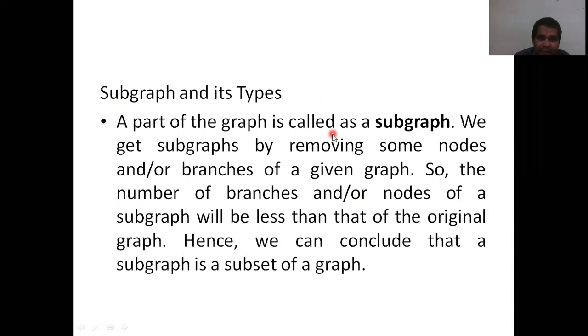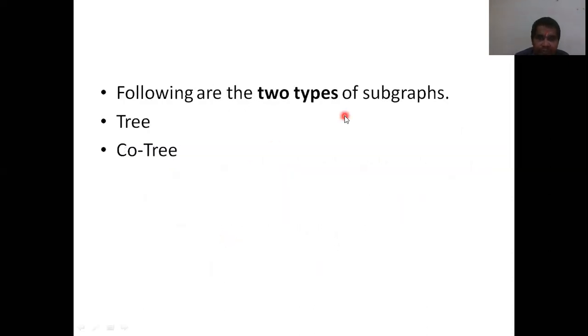A part of the graph is called a subgraph. We get subgraphs by removing some nodes or branches of a given graph. So the number of branches or nodes of a subgraph will be less than the original graph. Some of the nodes and branches are removed or eliminated from the original graph. They are the subgraphs. We have two types of subgraphs: one is the tree, another is the co-tree. So what is a tree and what is a co-tree?